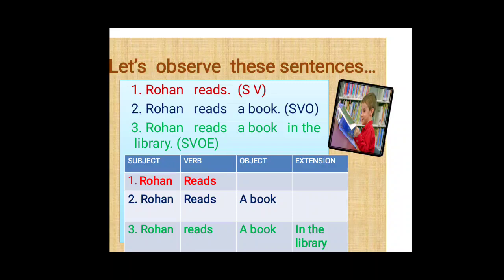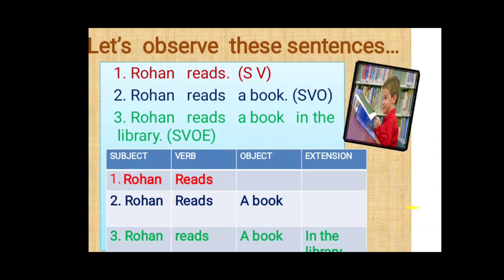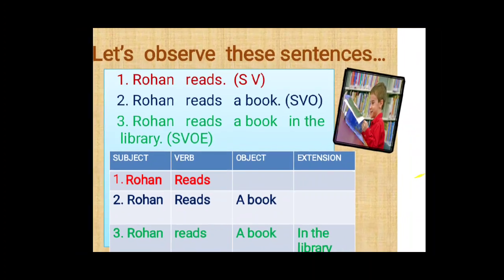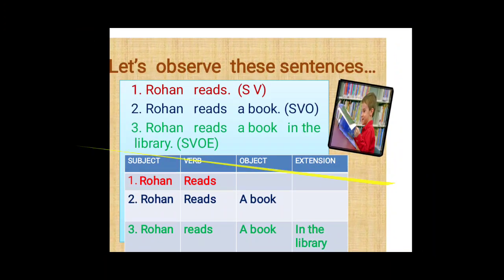Let's observe these sentences. Rohan reads a book, and Rohan reads a book in the library. Now, based on the 3 sentences, we have a table there with the subject, the verb, the object and the extension, the 4 parts of a sentence. A sentence can be divided into 4 parts. The subject is Rohan, the action is reads, object a book, and the rest of the sentence, in the library, is the extension.